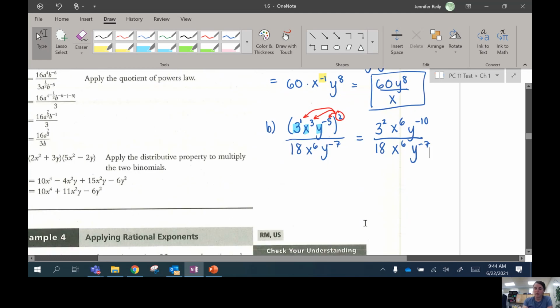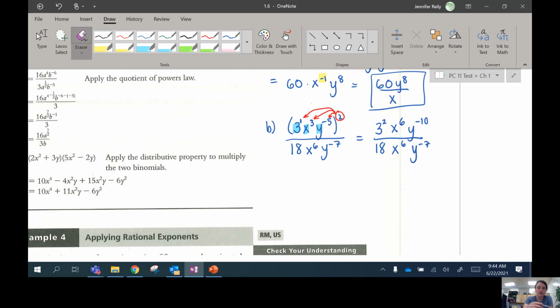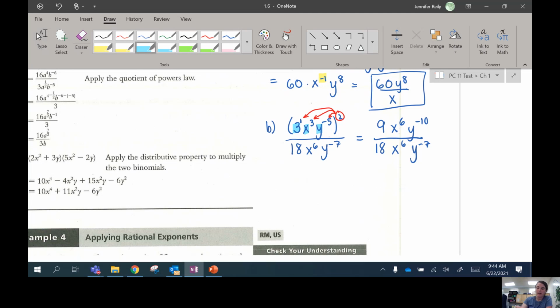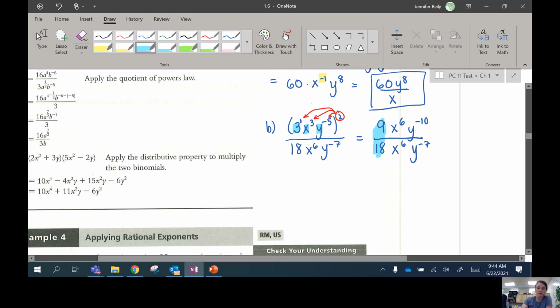Okay, so before I move on, 3 squared, I can actually just evaluate that. I'm going to erase it and put just 9 here, just because it'll be a lot easier to see. So let's think of each of these separately. We have 9 divided by 18. We have x to the power of 6 divided by x to the power of 6, and we have y to the negative 10 divided by y to the negative 7.